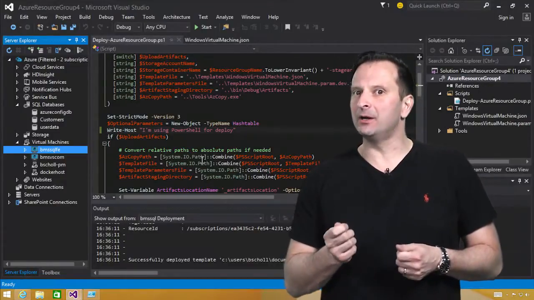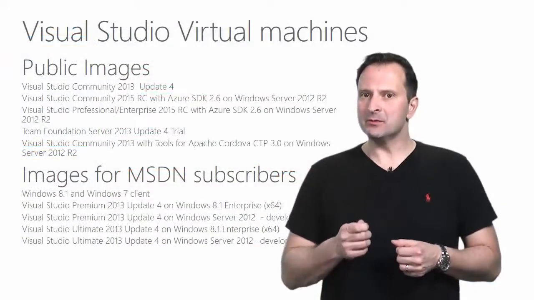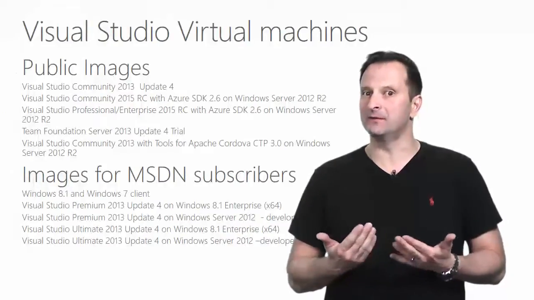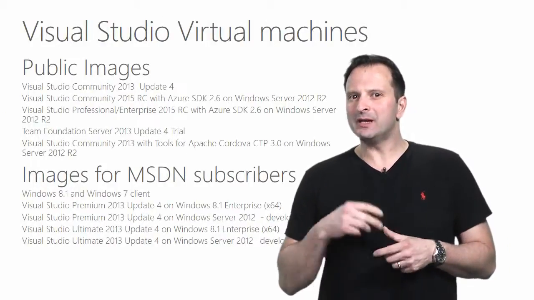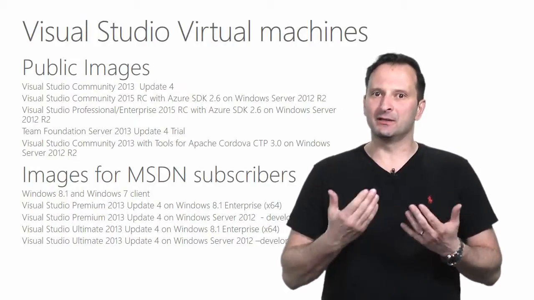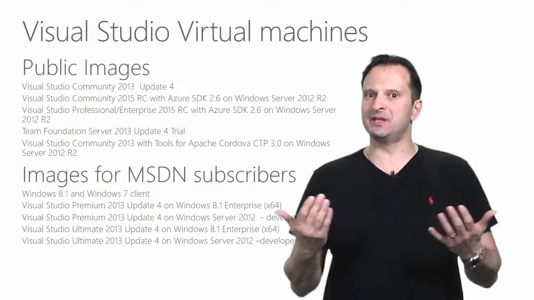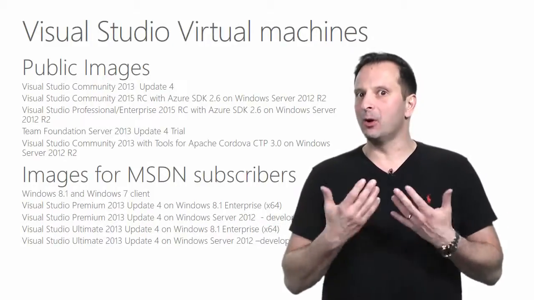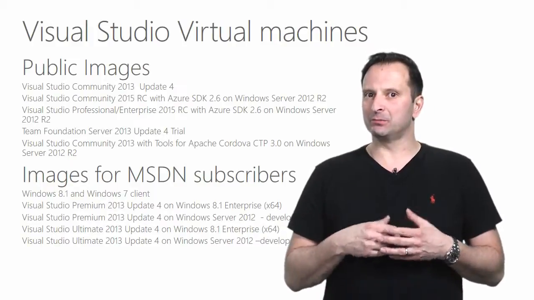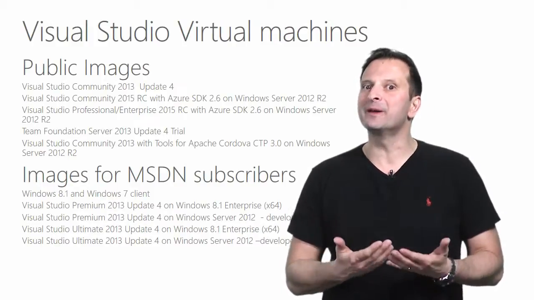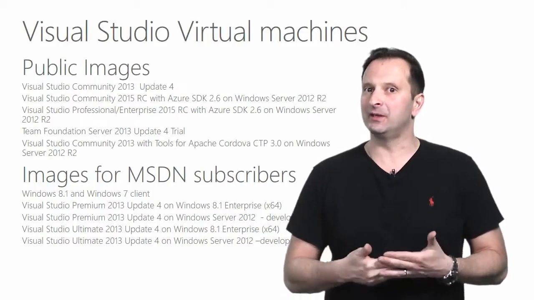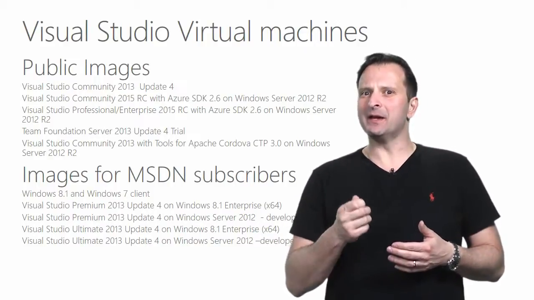Let's talk a little bit about development in the cloud. Some of you may know that we also offer images that have Visual Studio in it and target different developer scenarios. So we can really think about two scenarios. So first, there are public images, like the Visual Studio Community 2013 image. Obviously, we always update those images to have the latest update. We also have images with our latest release candidates or preview versions on it, like the Visual Studio Community 2015 RC with Azure SDK.